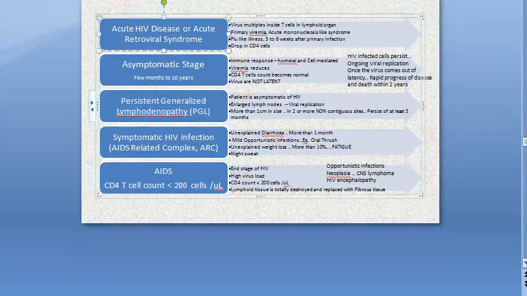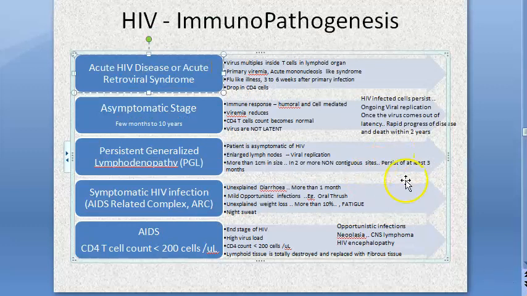In immunopathogenesis, you saw that first there is a flu-like illness, then there is an asymptomatic phase where clinically it is latent but the virus is actually not latent. Then you saw the PGL, the persistent generalized lymphadenopathy, where all the lymph nodes become large. These are non-contiguous lymph nodes. Then symptomatic HIV infection, this is AIDS related complex, ARC. Here there is unexplained diarrhea, mild opportunistic infections, unexplained weight loss, fatigue, night sweats, etc.